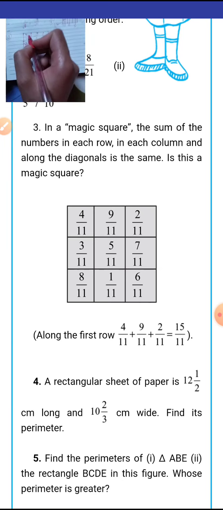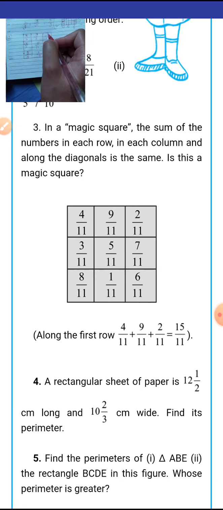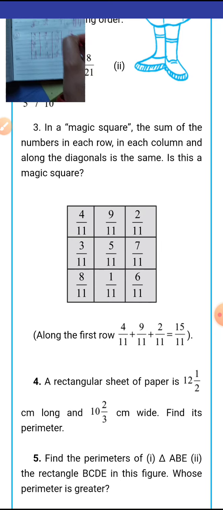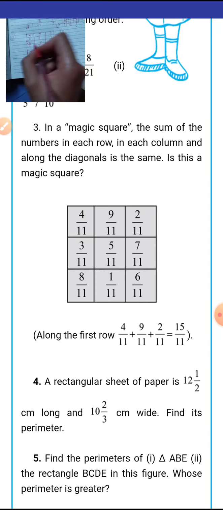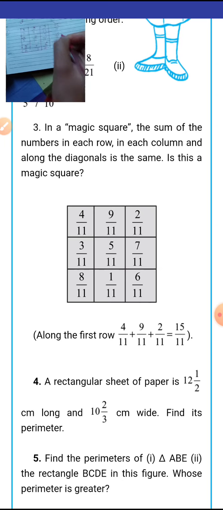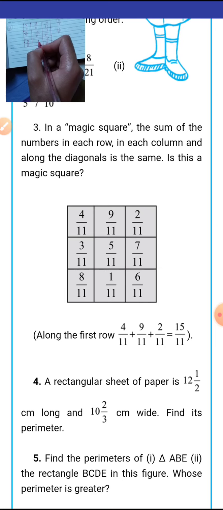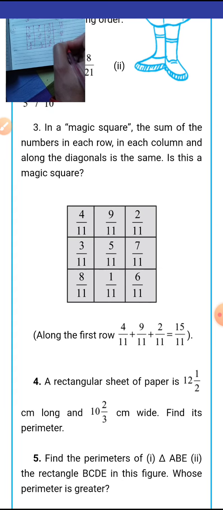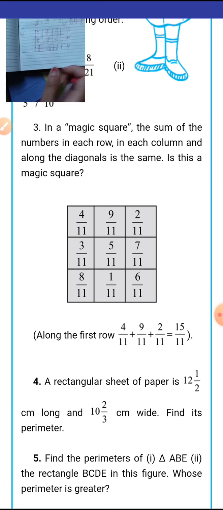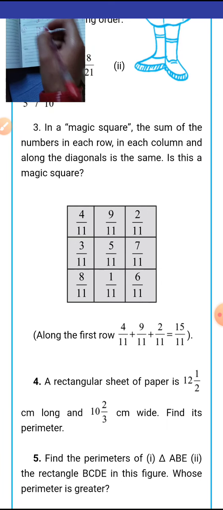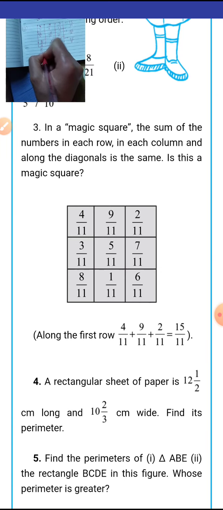The sum of the first row, 4, 9 and 2, is 15. Similarly, the sum of the second row is 7 plus 3 is 10, 10 plus 5 is 15, again 15. The sum of the third row is 8 plus 1 is 9, 9 plus 6 is again 15. So the sum of each row is equal. Now move to our column portion. First column is 4, 3, 8, and their sum is 8 plus 4 is 12, 12 plus 3 is 15.